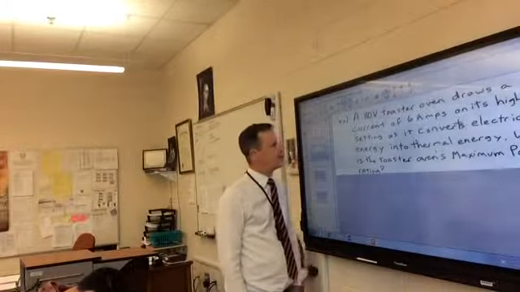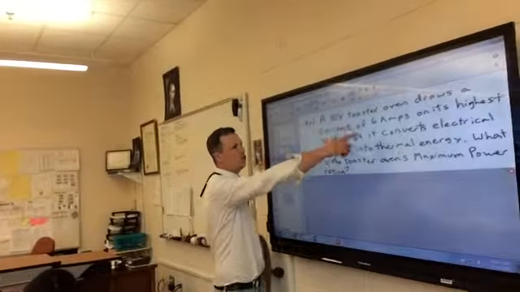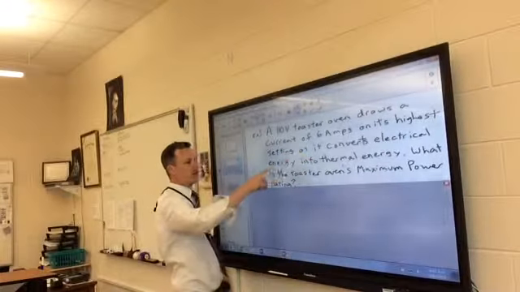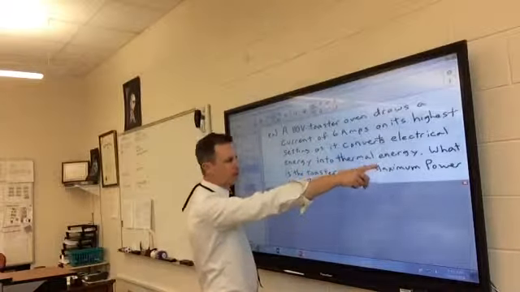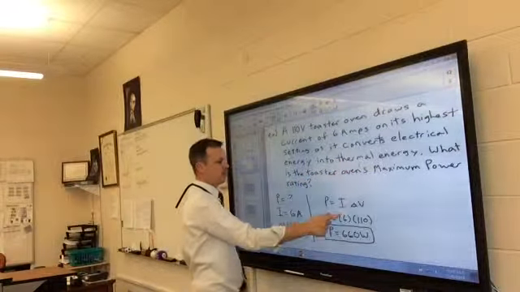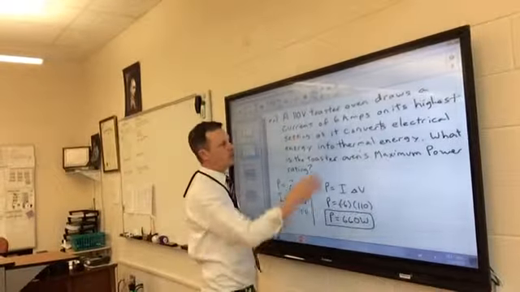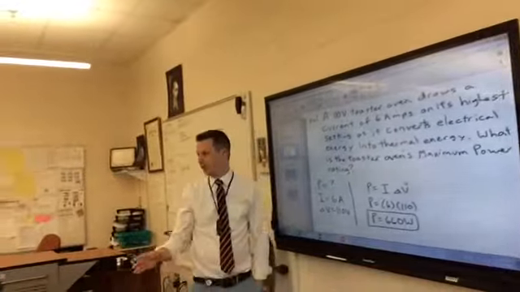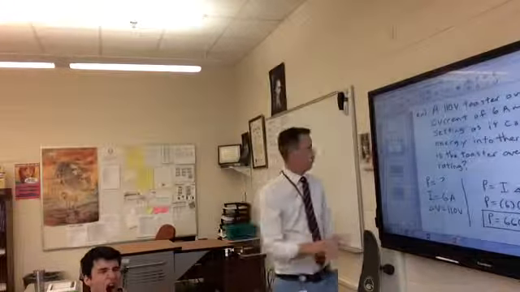So you might see a problem that says a 110-volt toaster oven draws a current of 6 amps on its highest setting as it converts electrical energy into thermal energy. What is the toaster oven's maximum power rating? In that case, we just plug in I and plug in V, and we chug it out. Nice and easy, right, guys? You guys can handle that, okay?